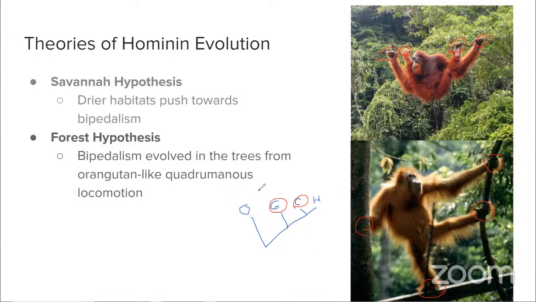Although the other question is, did gorilla and chimpanzee knuckle walking kind of override that, right? Maybe our last common ancestor here was doing something like orangutans, and then gorillas and chimpanzees are all knuckle walking. But looking at the tree, if our tree is right, what's the problem here if orangutans and humans and the last common ancestor were all doing something kind of like this?